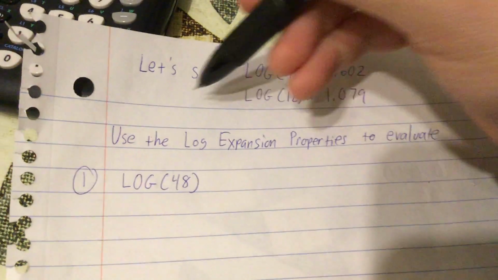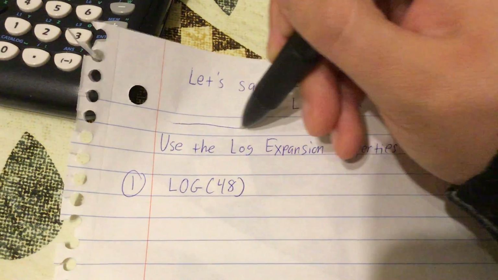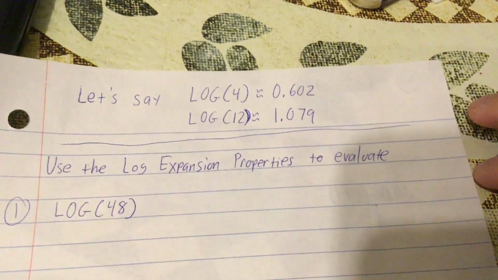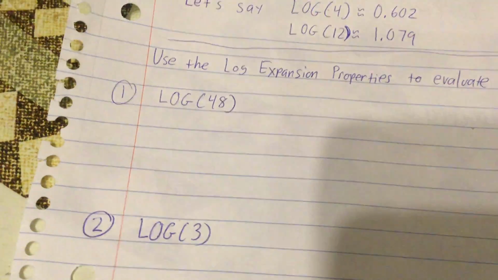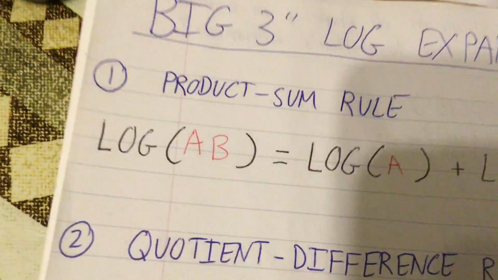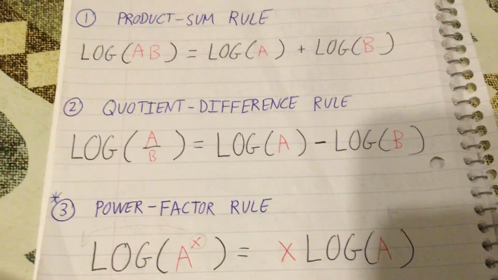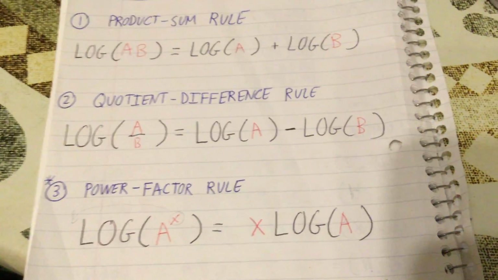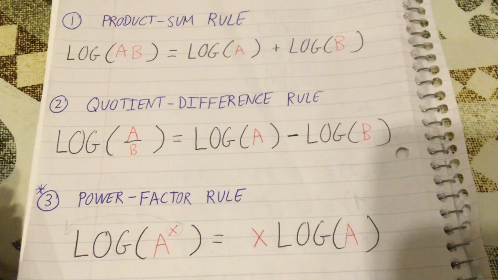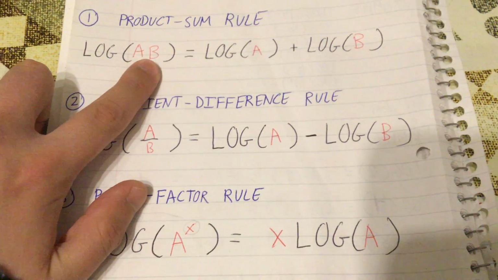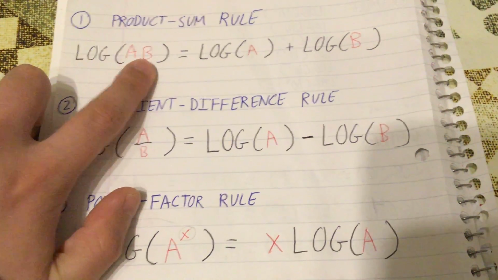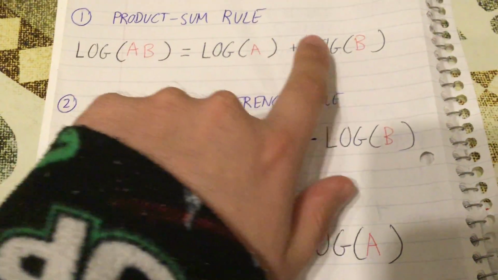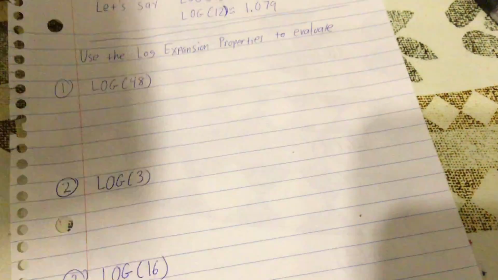Okay, so again, we're only using the information above this line, and we're going to try to figure out what log of 48 is. So if we look at the big three, we're trying to figure out what log of 48 is. Well, if I have log of 4 and log of 12, and I want to figure out log of 48, I know that 4 times 12 is 48, so I'm going to use the idea of log of 4 times 12 to expand that into log of 4 plus log of 12, okay?